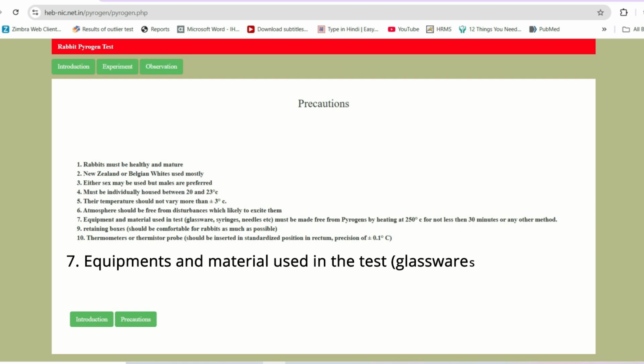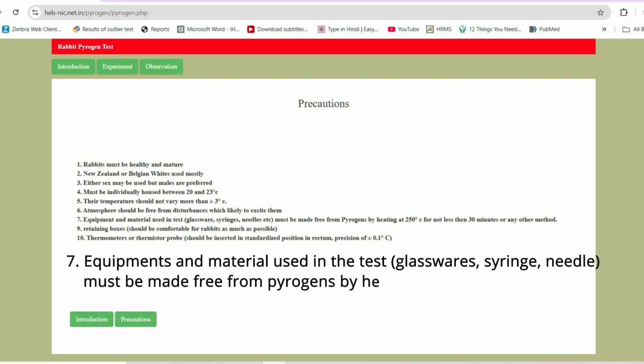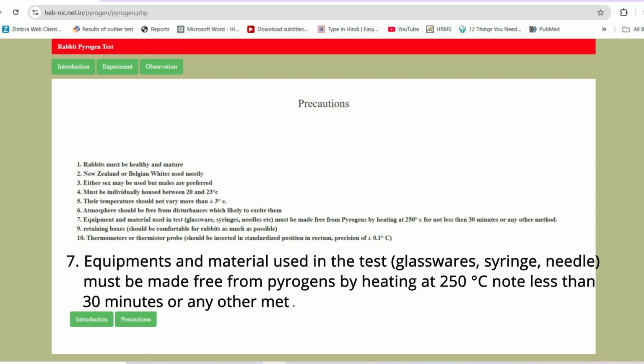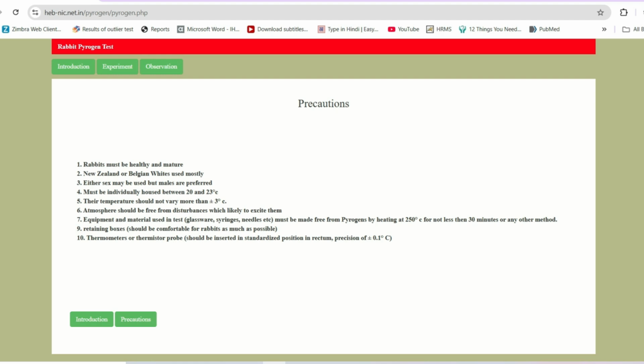Glassware, syringes and needles must be made free from pyrogens by heating to 250 degrees Celsius. For this, a hot air oven is used for not less than 30 minutes. This means you have to keep all the glassware, syringes and needles in the hot air oven. You have to check whether the syringes and needles are already pyrogen free, meaning they are already packed, so you can use that ready-made one.